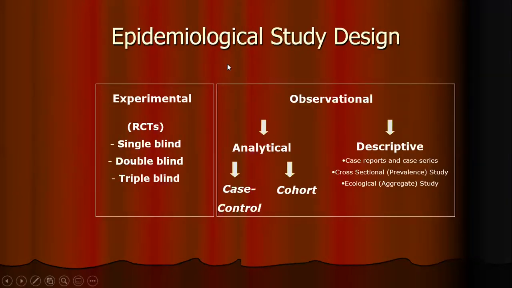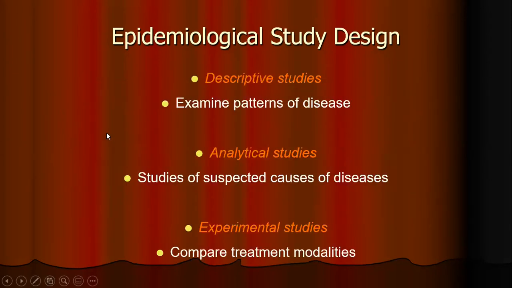So epidemiological studies can be either observational or experimental. Observational studies can be analytical and descriptive. Descriptive studies include case reports, case series, cross-sectional study, and ecological study. Analytical studies include case control study and cohort study. I have a separate lecture for case control and cohort studies. Experimental studies include single blind, double blind, and triple blind experimental studies, which are also known as randomized controlled trials.